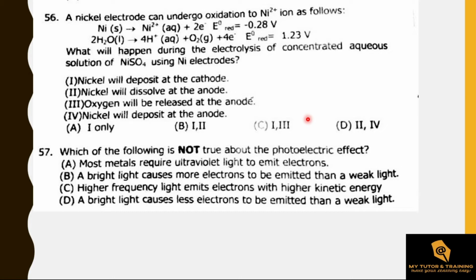No. So the incorrect statement about the photoelectric effect is that a bright light causes fewer electrons to be emitted than a weak light. This is not the correct statement, so it is not true about the photoelectric effect. Question 57, the answer is D.